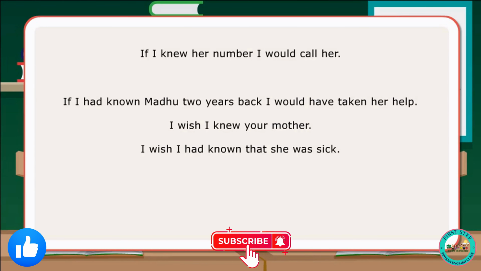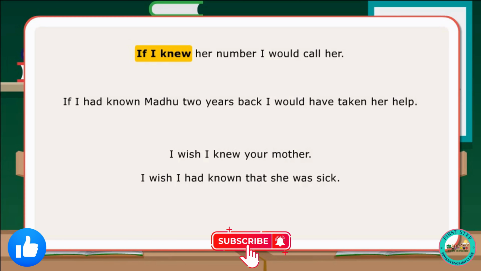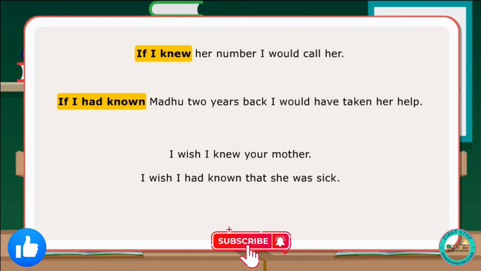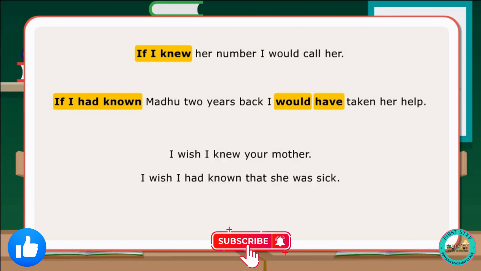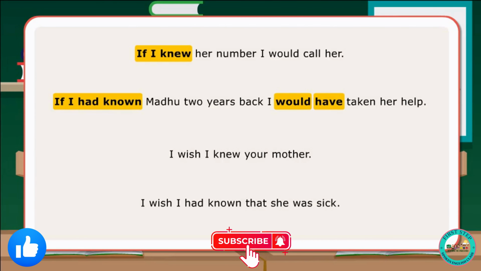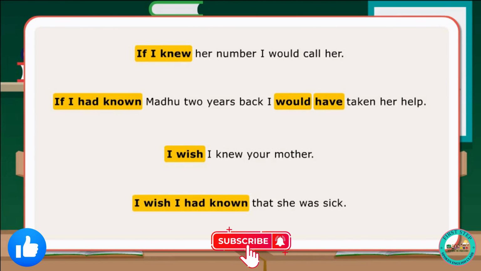In the first sentence, if I knew has been used to express a condition in the present and the result is expressed using would. In the next sentence, if I had known has been used in the conditional clause to express a condition of the past and result is expressed using would with have. In the third sentence, I wish has been used to express a wish in the present. In the last sentence, I wish I had known has been used to express a wish in the past.